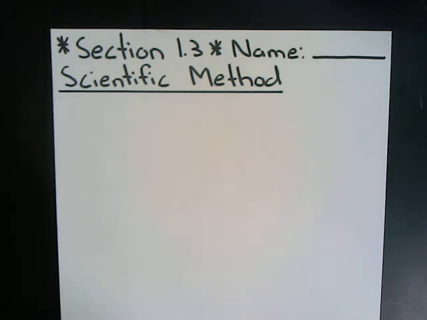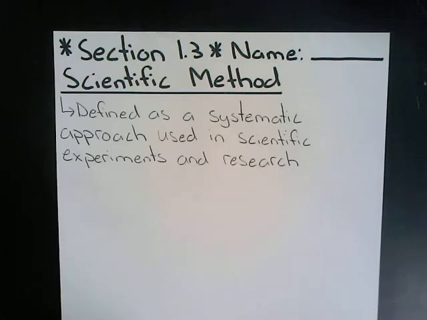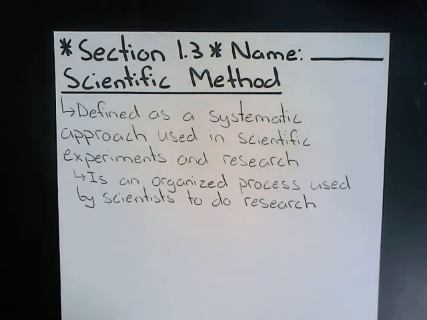So we start out here with the scientific method, and I'm going to give you a brief basic description of what the scientific method is. The scientific method is defined as a systematic approach used in scientific experiments and research. Now, the scientific method is an organized process used by scientists to do research. And what it also allows is for scientists to verify the work of others.